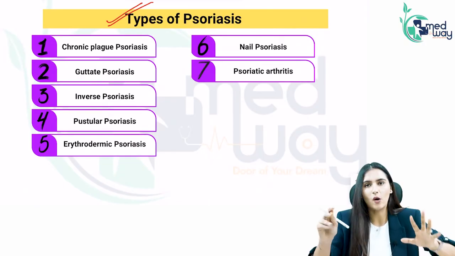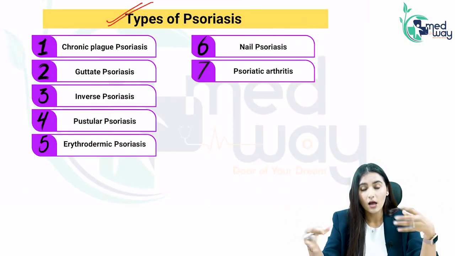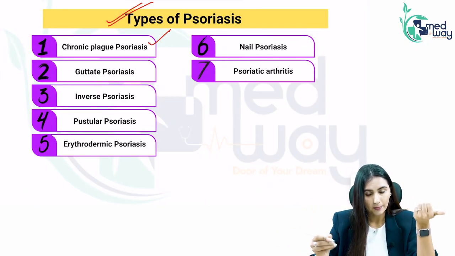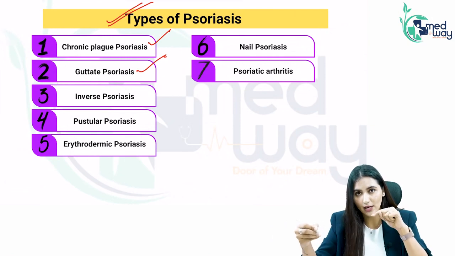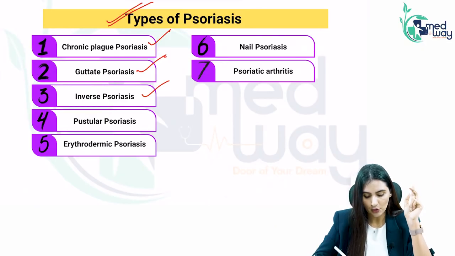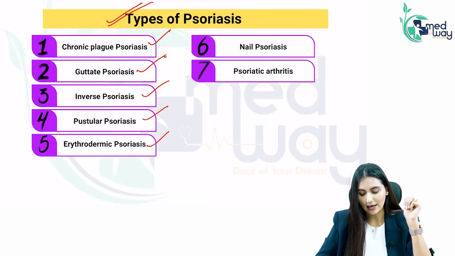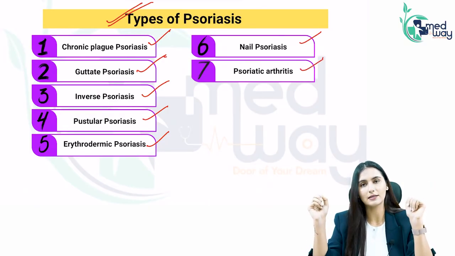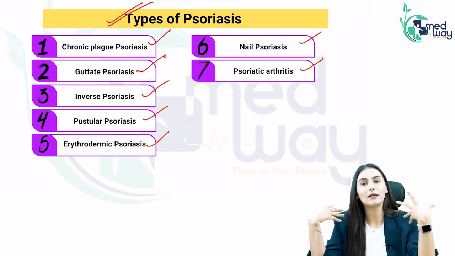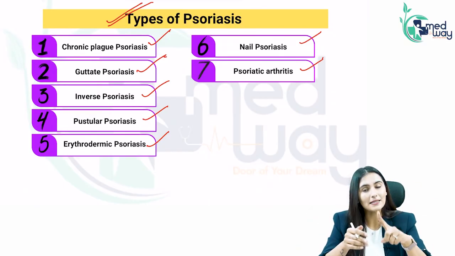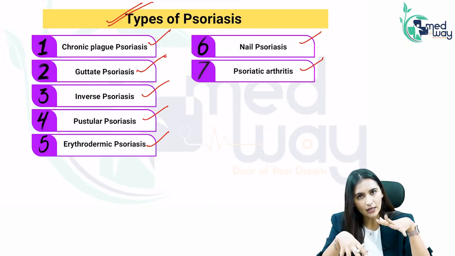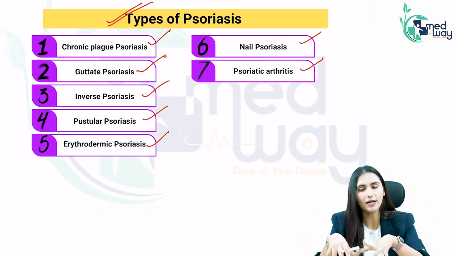This is what happened in psoriasis in general. But you have different types of psoriasis also. What are they? You have chronic plaque psoriasis. You have guttate psoriasis. I just mentioned guttate psoriasis is because of group A beta hemolytic streptococci. You have inverse psoriasis. You have pustular psoriasis, erythrodermic psoriasis, nail psoriasis, and psoriatic arthritis. So there are 7 variants, 7 ways through which psoriasis can present to the body. The same thing is happening, but it can come in different parts of the body and in different presentations. That forms your types of psoriasis.